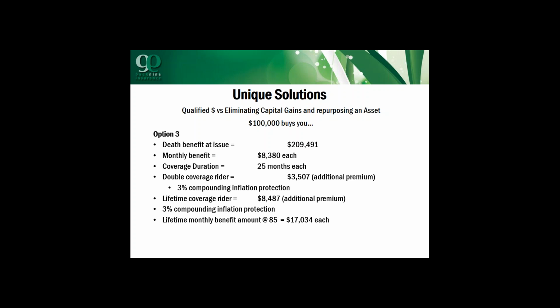The way this works is you will 1035 exchange money from a qualified account like an IRA. That 1035 is going to purchase an annuity. The annuity is then going to fund a whole life contract with a long-term care rider. What's nice about this option is the tax event created from the 1035 exchange, instead of being due in year 1, is spread out over the life of the contract, which is 20 years.